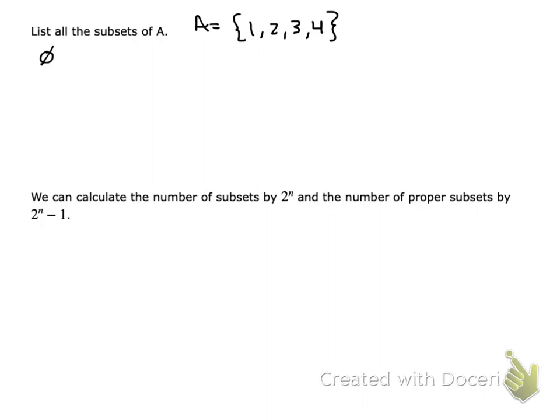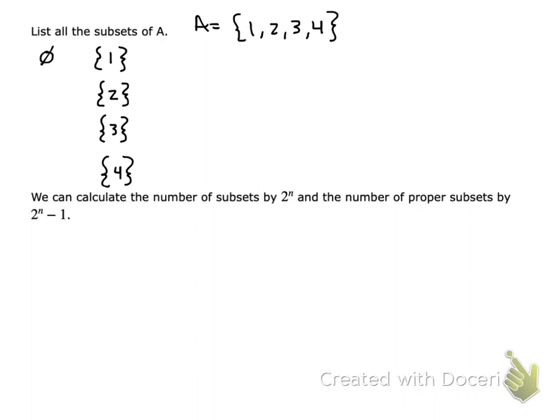Then I have subsets with only 1 element. Okay, so I could look just at 1 as a subset. It would have 1 element, just 1 in it. I could look at the subset with 2 in it. It only has 1 element, the number 2, but it's a subset of A because 2 is in A. I could have 3, and I could have 4. Okay, so these so far are all subsets of my set A.